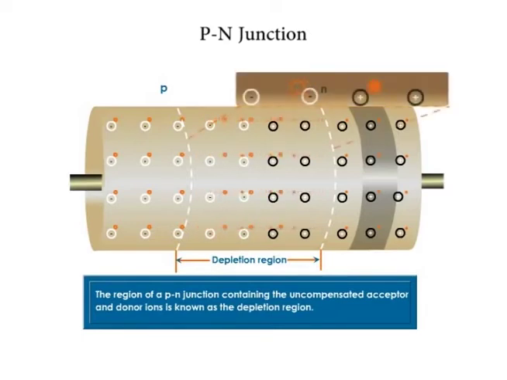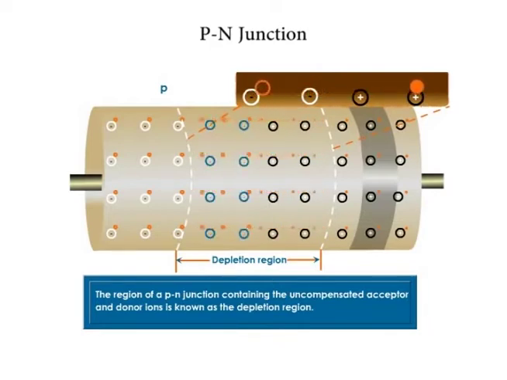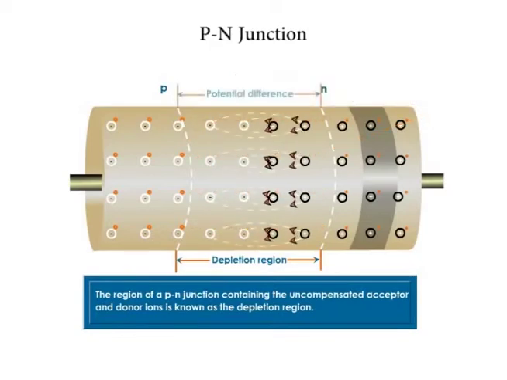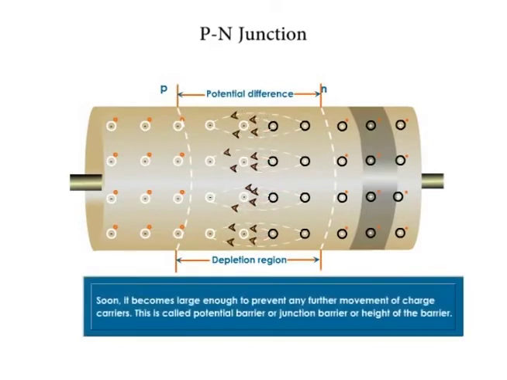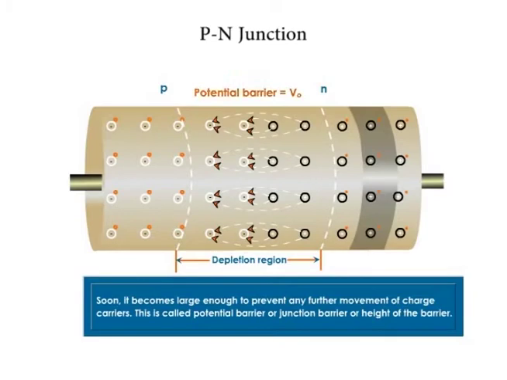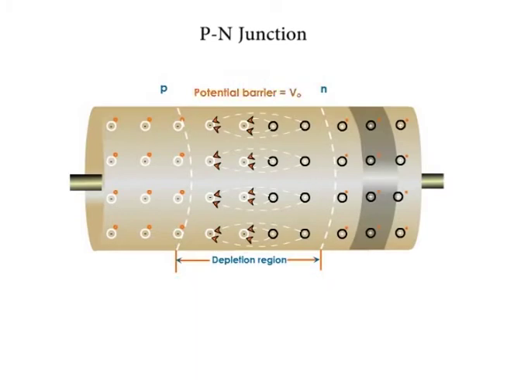The holes trying to enter the n region are repelled by the uncompensated positive charge on the donor ions, and the electrons trying to enter the p region are repelled by the uncompensated negative charge on the acceptor ions. As a result, a potential difference is established across the junction. Soon it becomes large enough to prevent further movement of charge carriers. This is called the potential barrier, or junction barrier, or height of the barrier. You can clearly see that the potential barrier V0 that is set up gives rise to an electric field that prevents the respective majority carriers from crossing the barrier region.